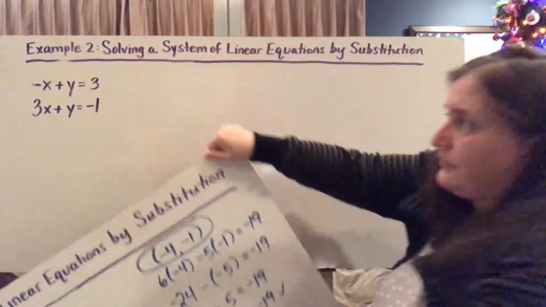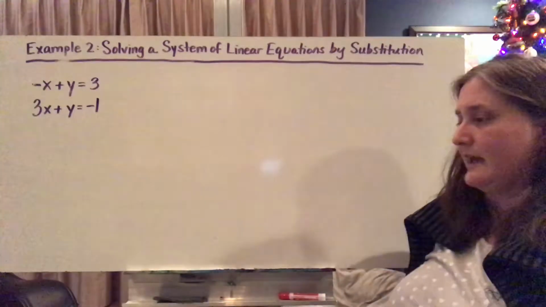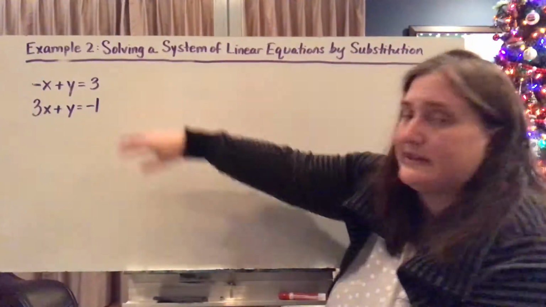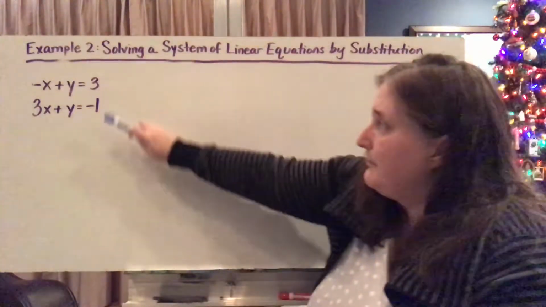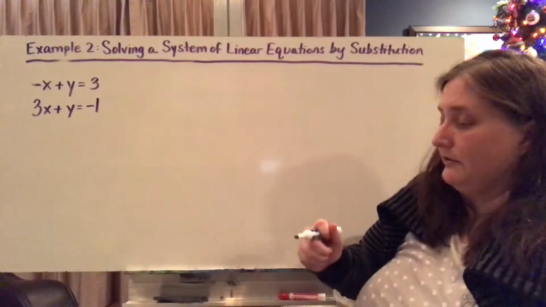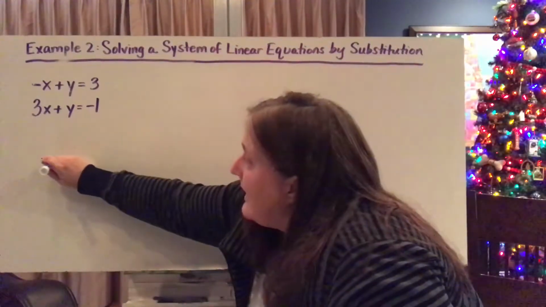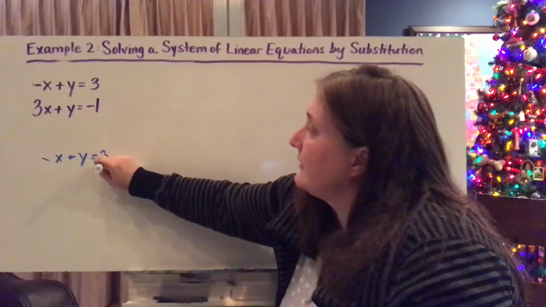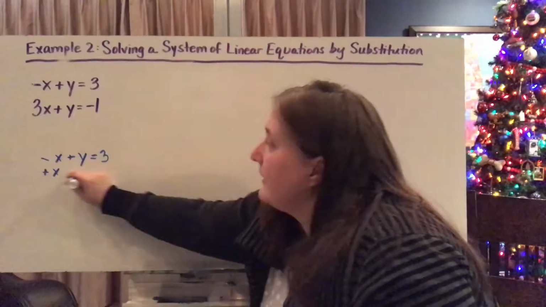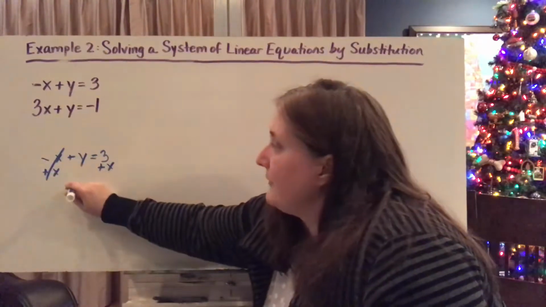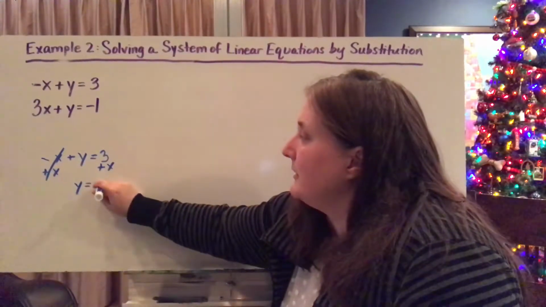Let's take a look at another example. This time, we do have to start with step 1. Neither of our equations are set up as x equals or y equals, but I'm going to take this first equation and make it y equals by adding an x to each side. So I start off like this. I'm going to add an x to each side. My minus x and plus x cancel out, and I'm left with y equals x plus 3.